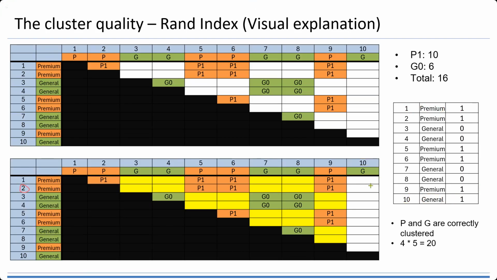Data number 2 and data number 10. So it is the same. Data number 2 is actually premium and it belongs to cluster 1. However, the data in point 10 is general and it is in the cluster 1. So they are in the same cluster 1, but actually they are not the same neighbor. So we put all of these as a white color, or these are the incorrect pairs.